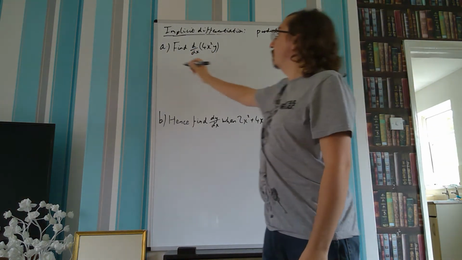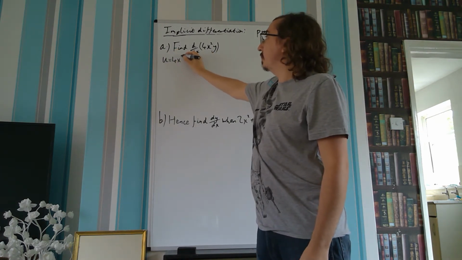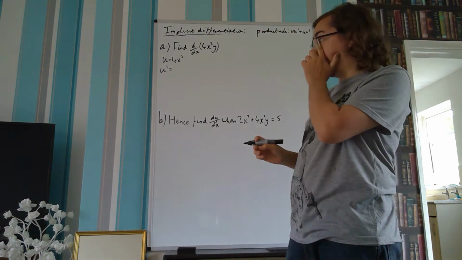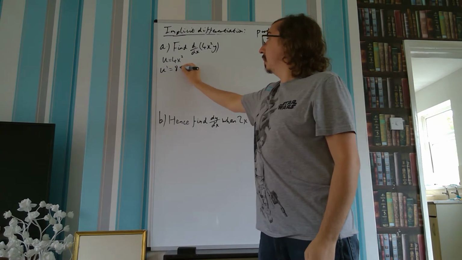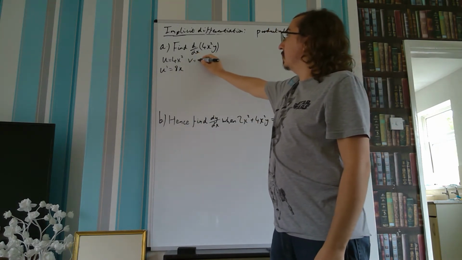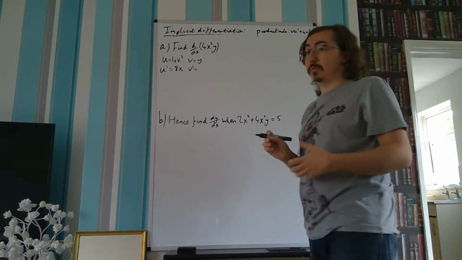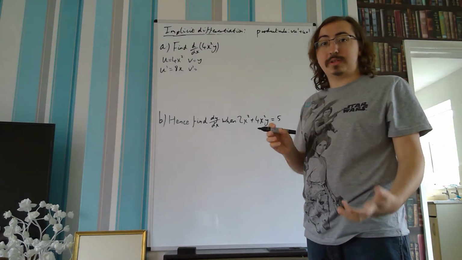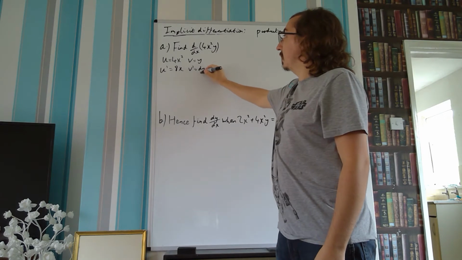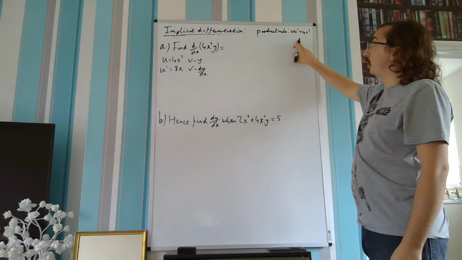To use the product rule, which is up in the corner there, we need our u, which is 4x squared. We need to differentiate that with respect to x, so the differential of 4x squared is 8x. We need our v, which is our y, and we need to differentiate y with respect to x. So first of all, we differentiate it with respect to y, which is 1 times dy by dx, which just gets us dy by dx. We can then use the product rule.